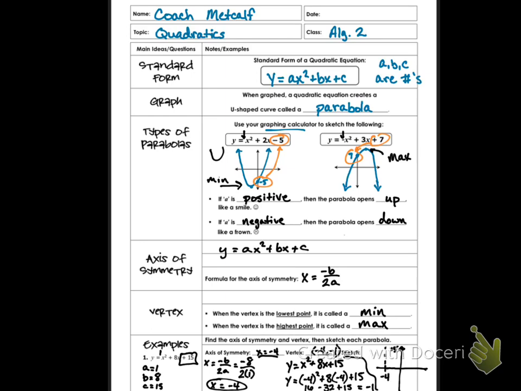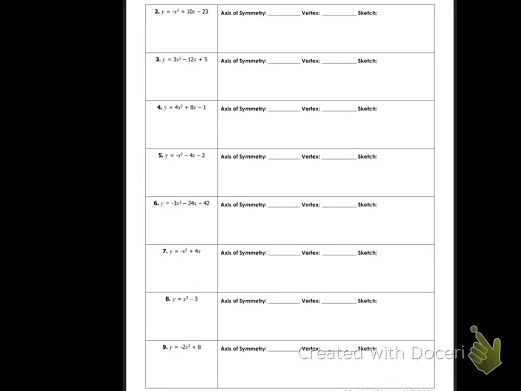So this line right here is my axis of symmetry. I also know that the vertex is at (-1, -4). So right here at negative 1 and negative 4, we have our vertex. We see that this parabola has an upwards U shape because a is positive. We can go from there. Okay, let's look at some more examples.